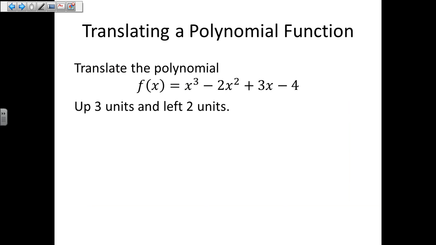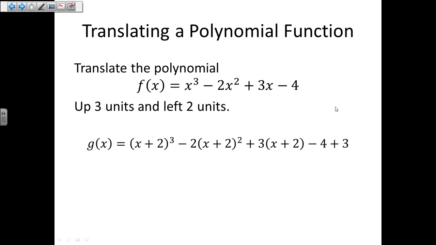So let's take a look at translating a polynomial function. We want to take the polynomial f of x equals x cubed minus 2x squared plus 3x minus 4. We want to move it up 3 units. Now that's not difficult. Moving it up 3 units, we're just going to add 3 to the end. Moving that function left 2 units, that means that I need to add 2 to every single x. Don't just do it to the first x, don't just do it to the last x. Add 2 to every single x in the polynomial.